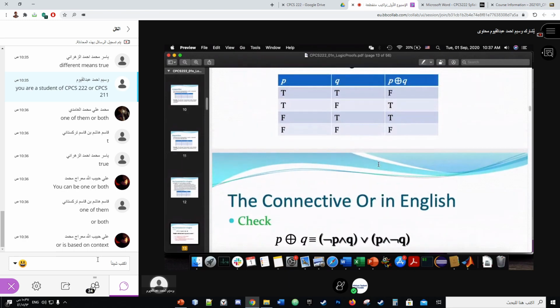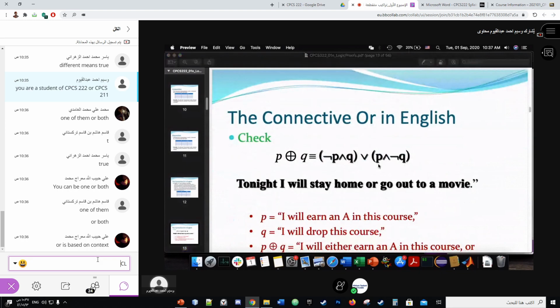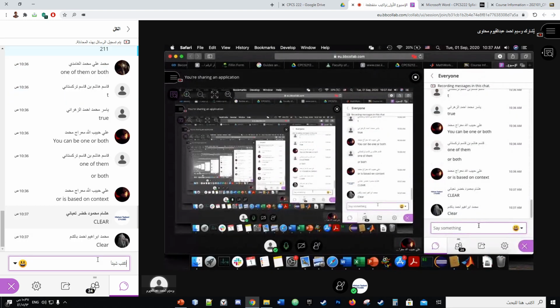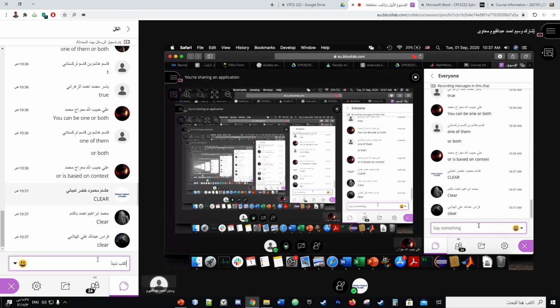Okay, is that clear till now? Yes, Ali, it is based on context. We as human beings can understand it, but sometimes it is unclear even to us which or you are trying to use. In English, we say it's ambiguous. We are not sure whether it's this or that. So to make it clear, we use the symbol.